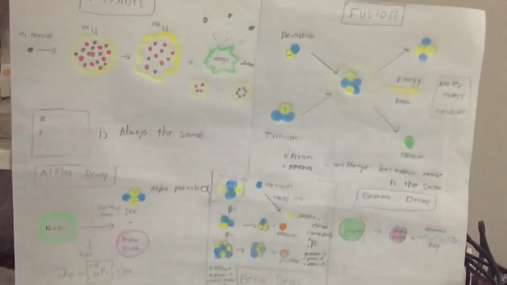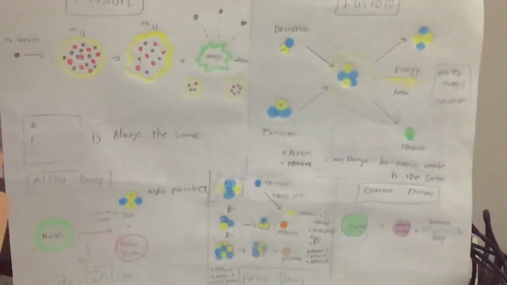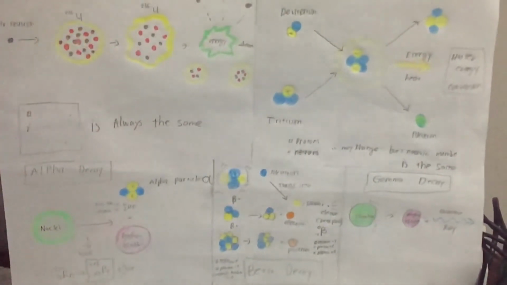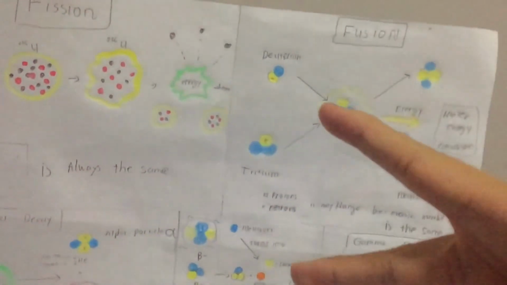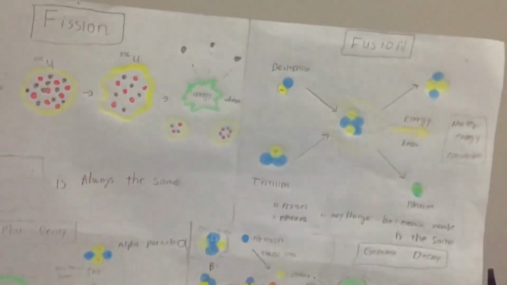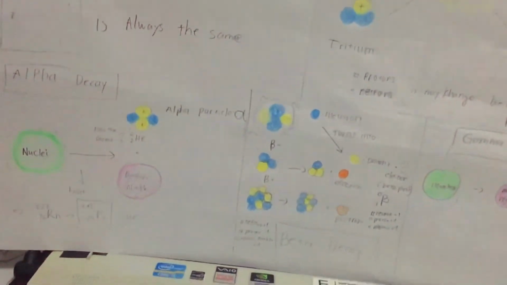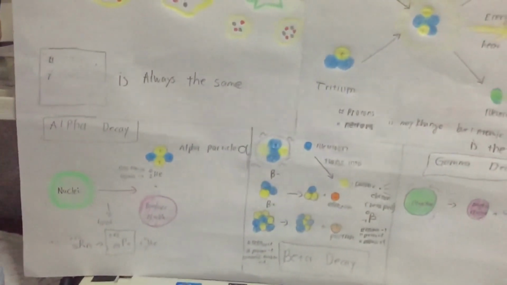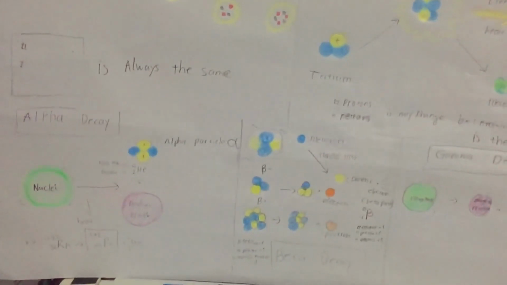So, in conclusion, I found out fission is when big atoms try to split into two smaller atoms. And fusion is two smaller atoms trying to combine into a big one. And all the decays are a process in which a nucleus tries to decay and balance itself, turning from an unstable state to a stable state.